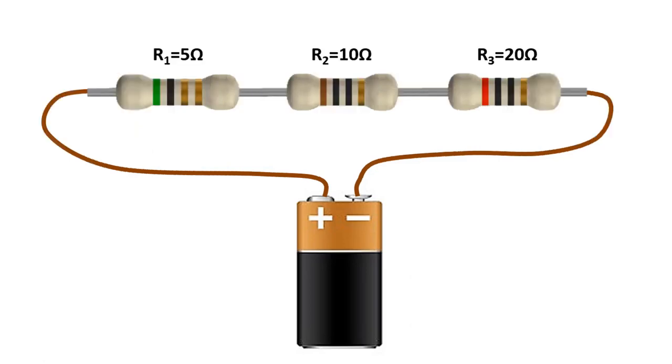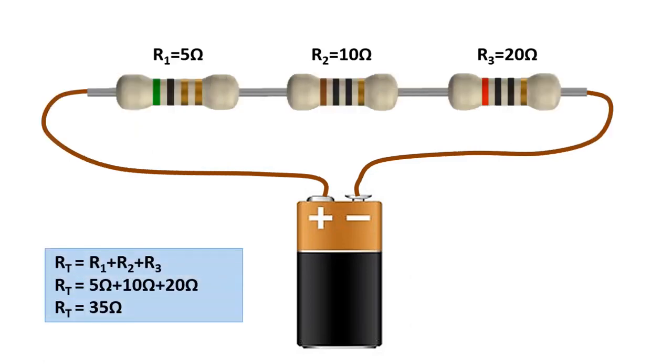Let's add another 20 ohm resistor R3. The total resistance will be R1 plus R2 plus R3. From the 5 ohm plus 10 ohm plus 20 ohm operation, the total resistance will be 35 ohms.